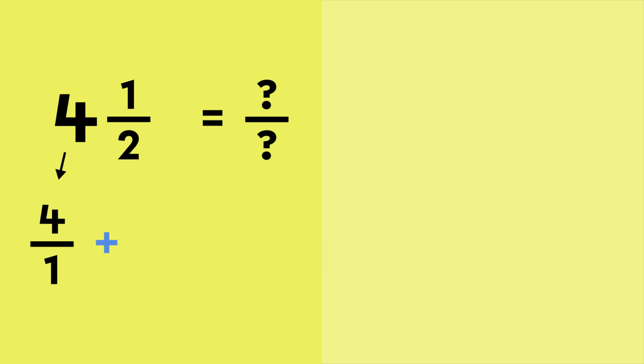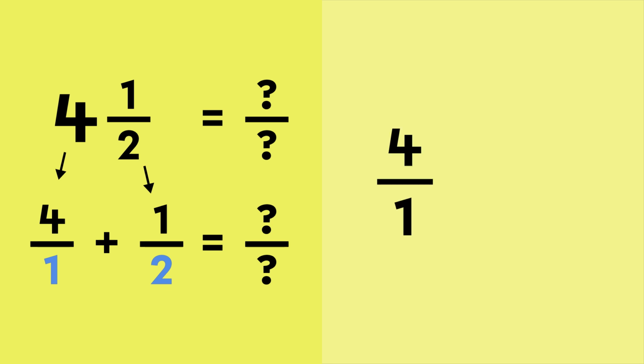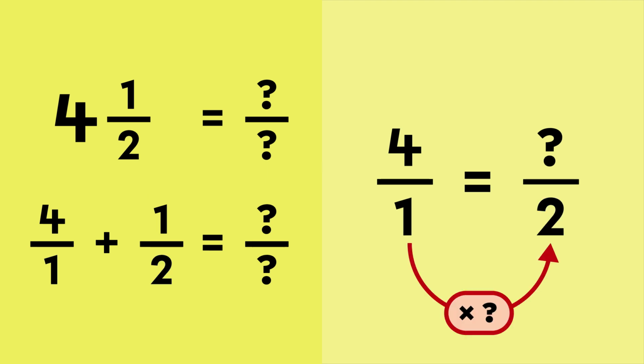Then I need to add the fractions 4 over 1 and 1/2 together. To do this, I need to make sure that the two fractions have the same denominator. In this example, they don't, so I need to convert the fraction 4 over 1 into an equivalent fraction over 2. I ask myself, what should I multiply 1 by to get 2?